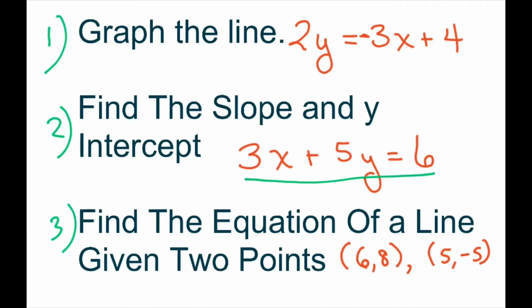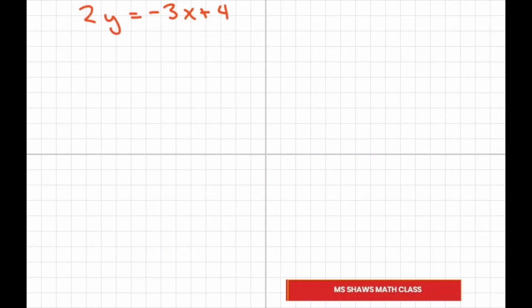So the first one, let's get started on. We have 2y equals negative 3x plus 1. So what I'm going to do is first write it in slope-intercept form. And that means I'm going to divide everything by 2, each term by 2. So you have y equals negative, that cancels, negative 3 over 2x plus 2.